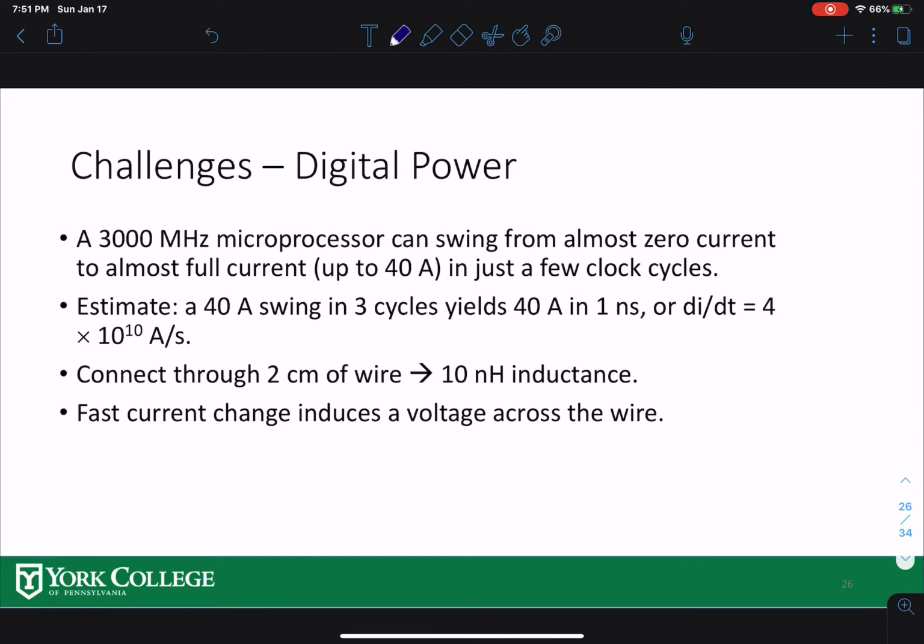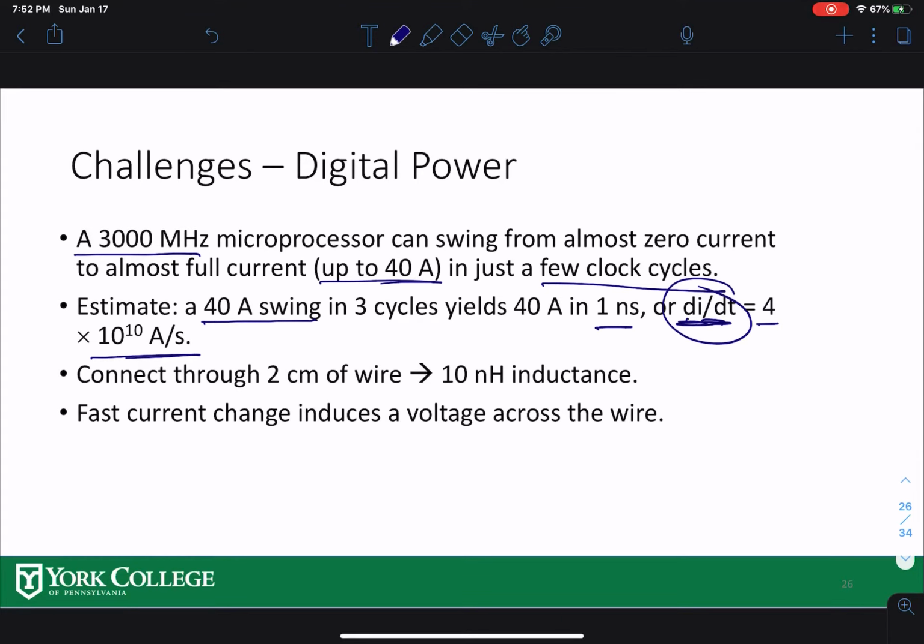So think about this. You're working with a 300 megahertz microprocessor, all right? The current in the microprocessor circuit can go up and down 40 amps in just a few clock cycles. If you have a clock cycle of nanoseconds, and a 40 amp swing happening in nanoseconds, that means you're changing di/dt to be 4 times 10 to the power 10 amps per second.